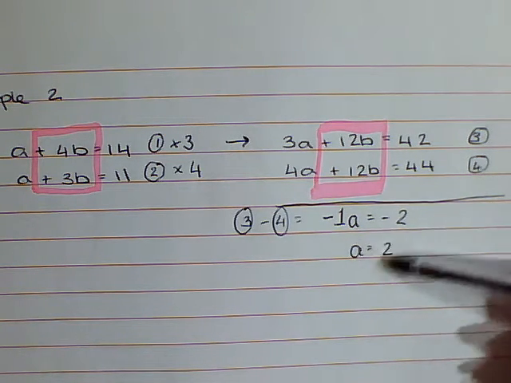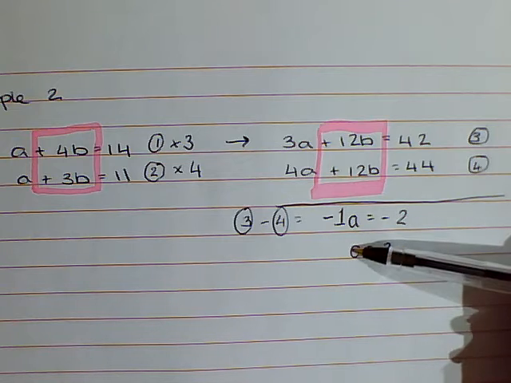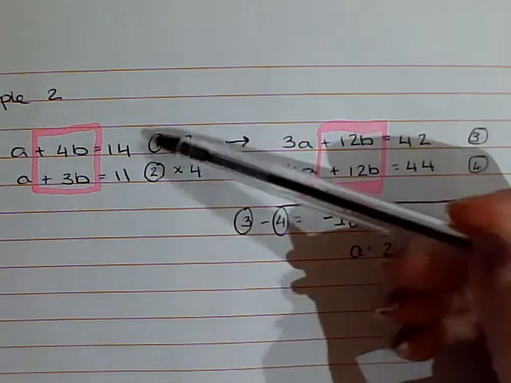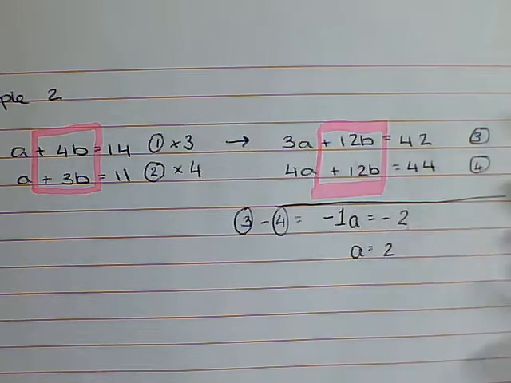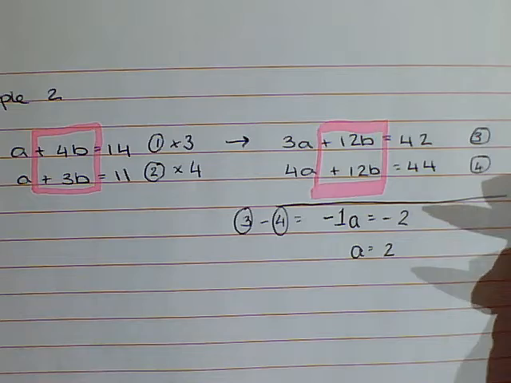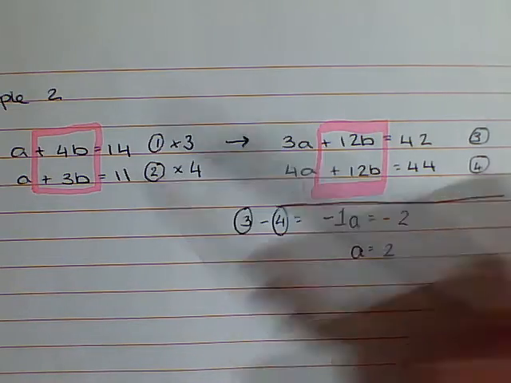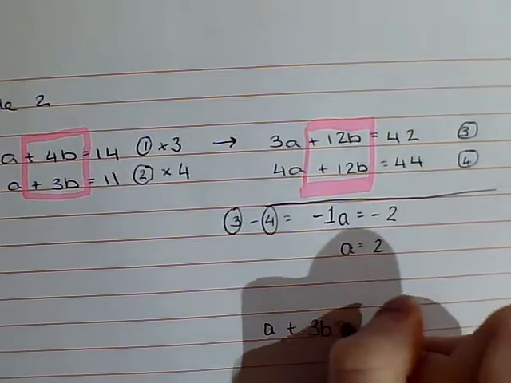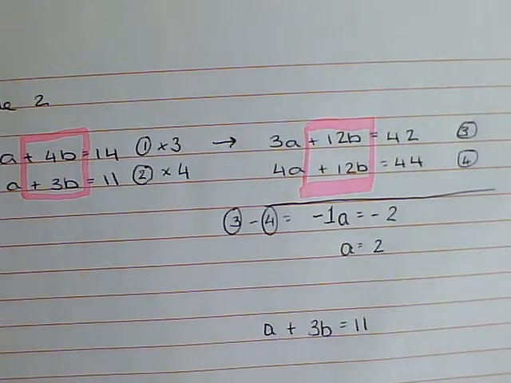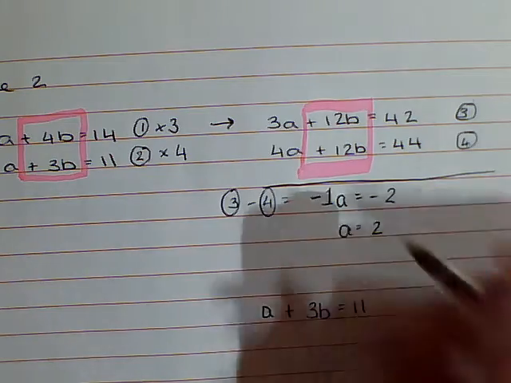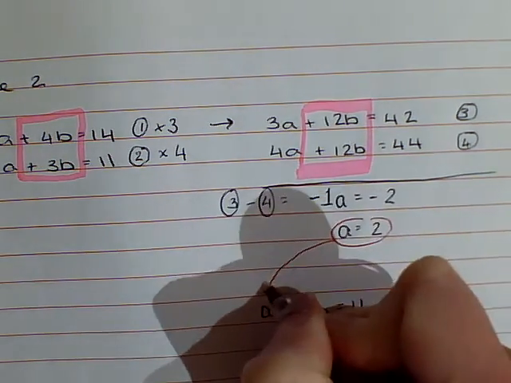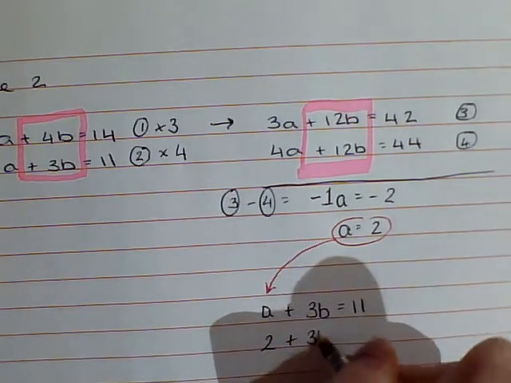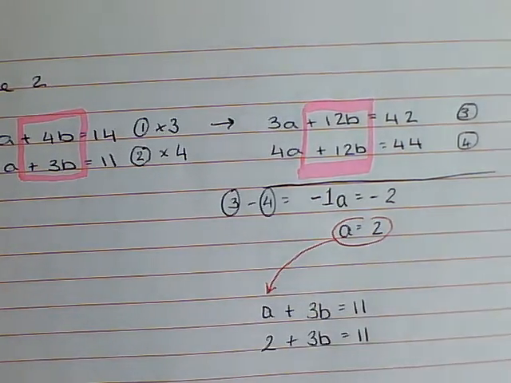Now I'm going to substitute a equals 2 into one of the equations. Now I can pick one of these two or one of these two. Go for the ones with the smallest numbers. Make it easier for yourself. So I'm going to go for equation 2. And that is a plus 3b equals 11. I'm going to put that a equals 2 into the equation. So 2 plus 3b equals 11.